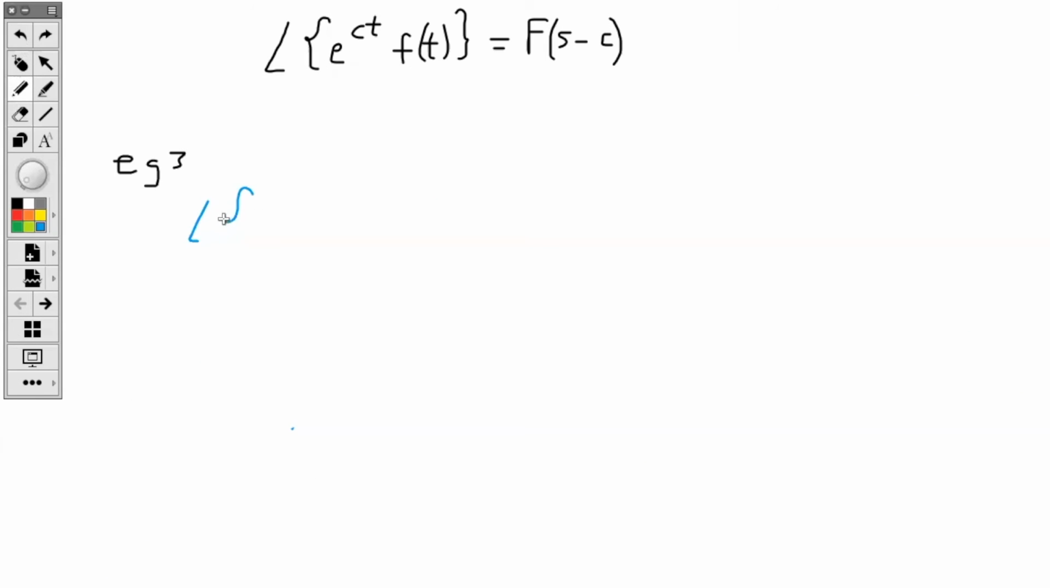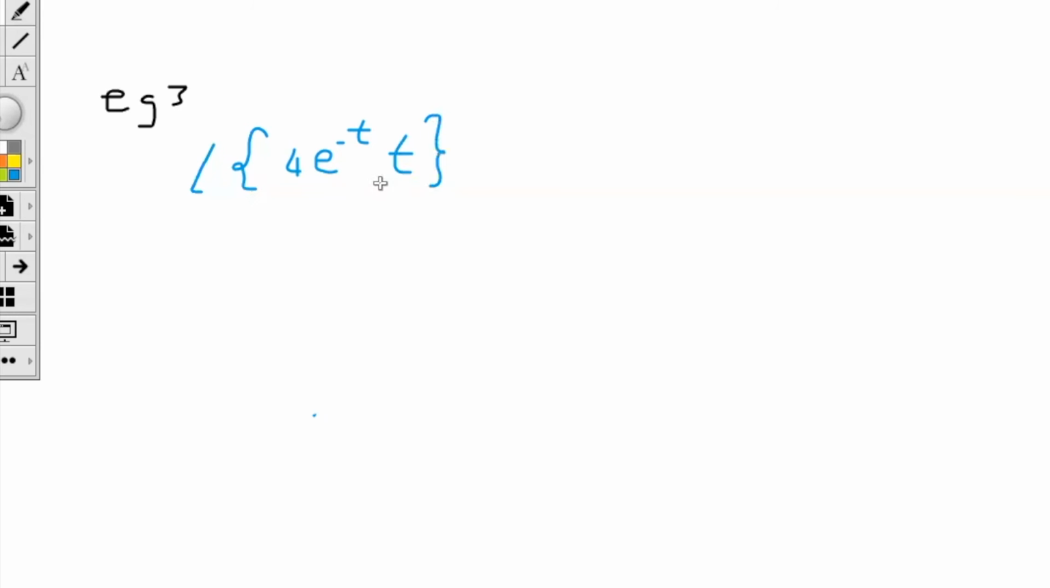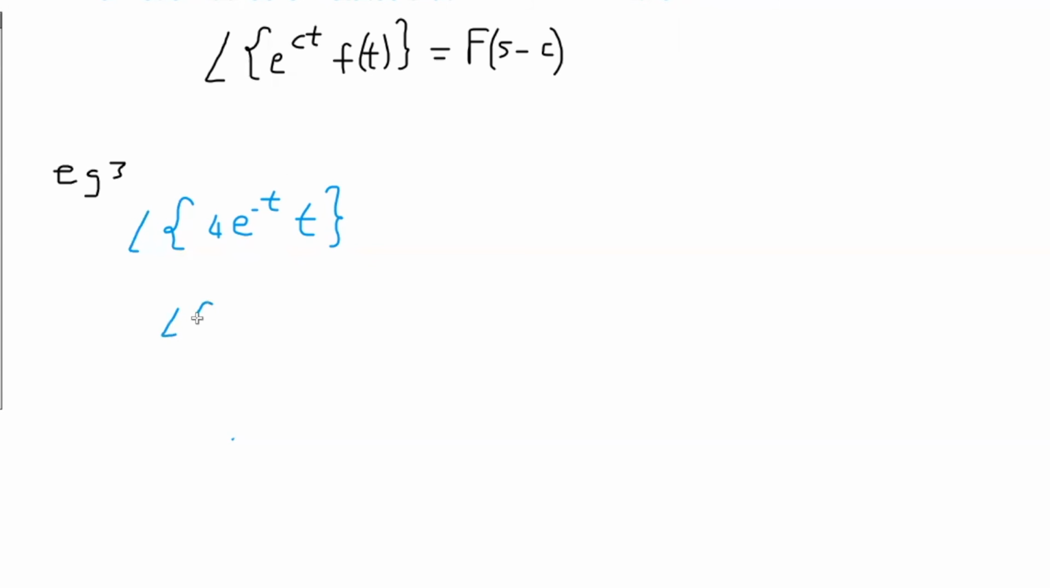Now for the next example, we're going to find the Laplace transform of 4 times e to the minus t times t. Here we have e to the minus t. We also have t, which represents the f(t) function. So find the Laplace transform of t. That would be 1 over s squared.